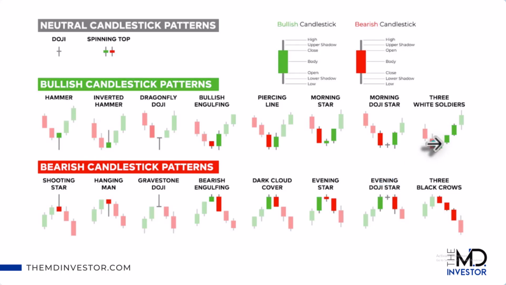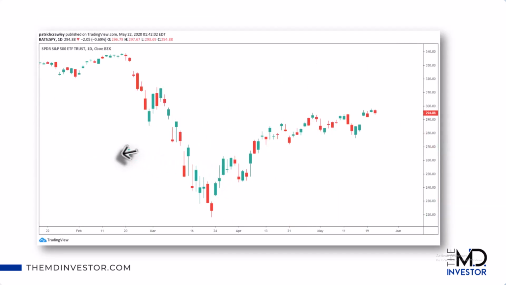A continuation pattern is also known here as 3 strong pushing candles in one direction, known as 3 white soldiers if it's to the upside, or 3 black crows if it's to the downside. Here is an example.